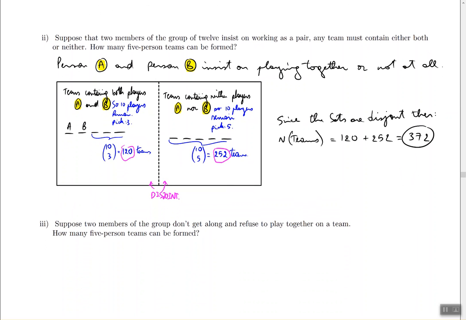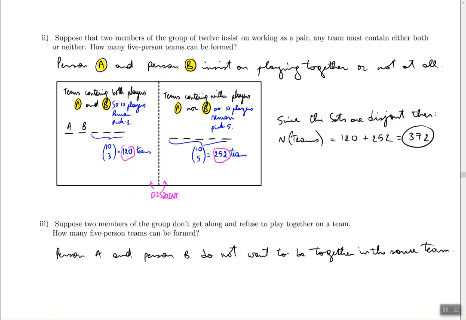How can you count the number of teams? So in this part 3, person A and person B don't like each other. They don't want to play on the same team. So how can I determine the number of teams that would work in this case?